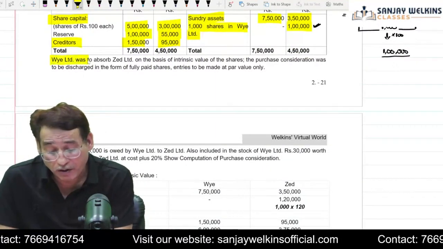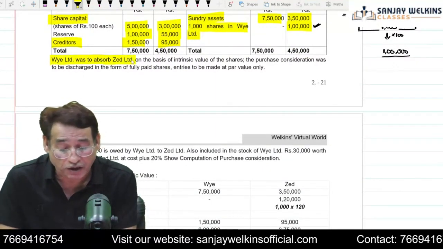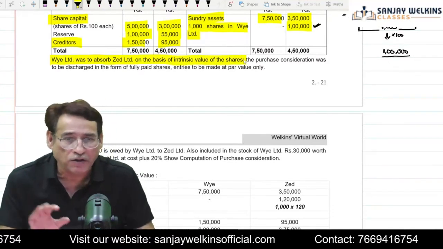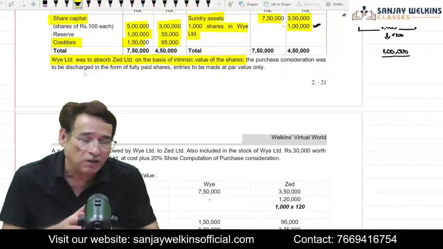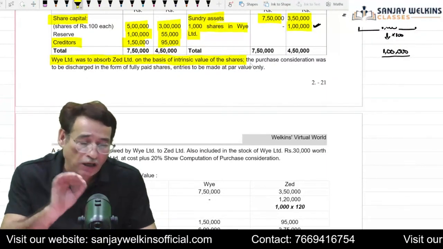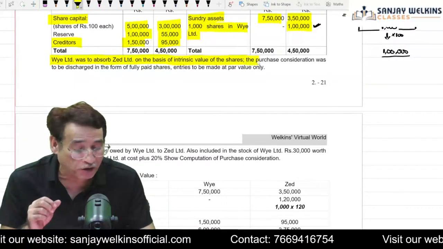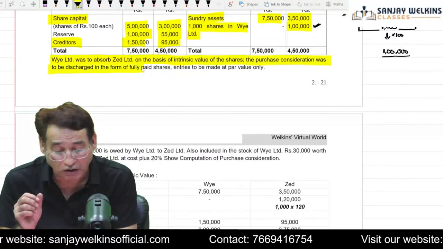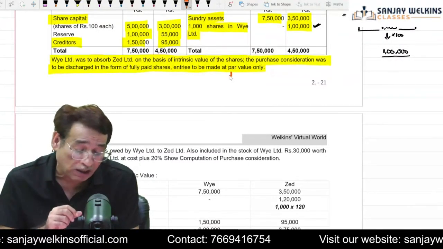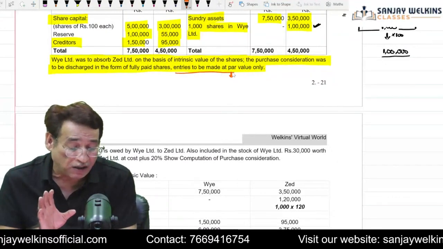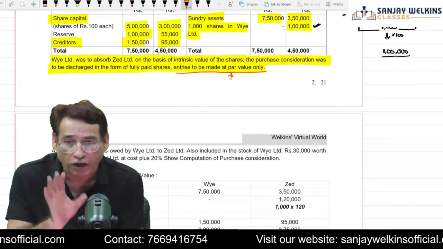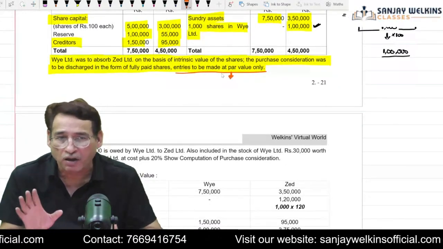Now we come across that Y Limited was to absorb Z Limited on the basis of intrinsic value of share. More often than not, you will find only intrinsic value of shares. So in this case, at least you can conclude that Y Limited is the acquirer entity. Having known which one is the acquirer entity, we proceed further: the purchase consideration was to be discharged in the form of fully paid shares. And a very important point here, which sometimes we tend to neglect: the question states that entries are to be made at par value only. What repercussion this line would have, I will let you know in a short while. Is it clear to you or not?